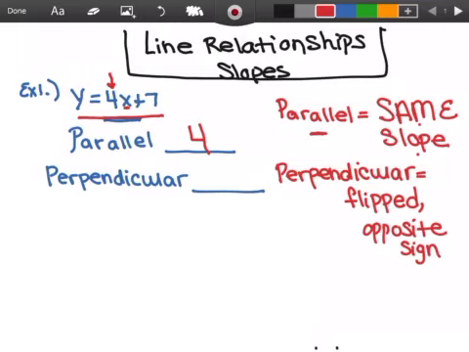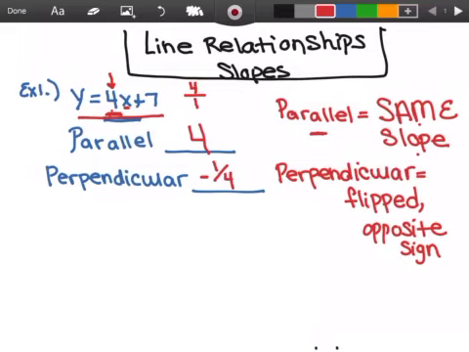So currently, it looks like it is not a fraction. So people are like, but it's not a fraction. How do I flip it? If you need 4 to be a fraction, it is written as 4 over 1. Any number can be written as a fraction. Just put it over 1. So if I need to flip 4 over 1, I would flip it to 1 over 4. And then if I need to also make it the opposite sign, it currently in this example is a positive, so I am going to make it a negative. That is a perpendicular slope to the one that's listed in example 1.